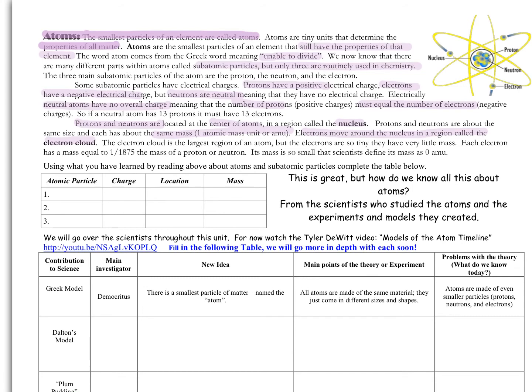An electron cloud is the largest region of the atom, but the electrons are so tiny and they have very, very little mass. Each electron's mass is equal to 1/1875th of the mass of a proton. And in fact, it's so small that we generally define it as having a 0 mass, 0 AMU.